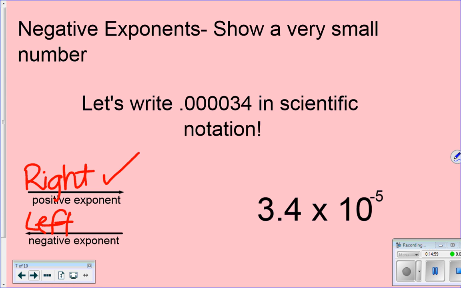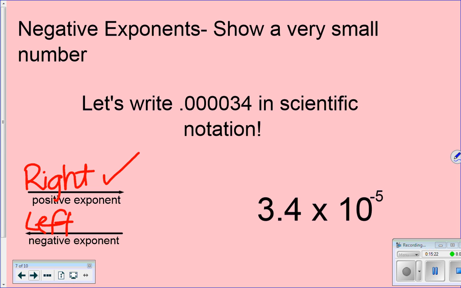Remember how we talked about negative exponents? It's a really, really small number. Okay, it's going to be the same way today. When you have a really, really small number, you're probably going to have an exponent that's negative. So let's look at this one. I would write this in my notes if I were you. 0.00, so there's 4 zeros and then 3, 4. 0.000034. And we're going to write that in scientific notation.